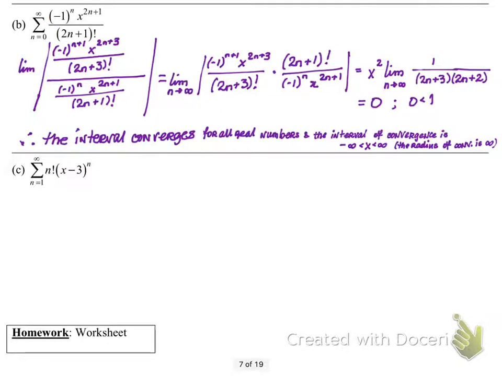So the series converges for all real numbers, and the interval of convergence is negative infinity to infinity, and the radius of convergence is, in fact, infinity. Okay, last problem.